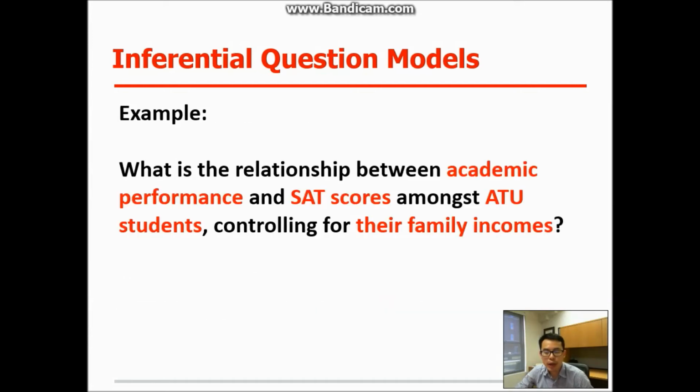What is the relationship between academic performance and SAT scores amongst ATU students controlling for their family incomes? So here, the independent variable would be SAT scores, and this might be the cause, and academic performance would be the outcome, which is the dependent variable. This is solely dependent on how you see the problem yourself, and your study subject will be groups, the group among ATU students, and you are controlling for their family incomes.